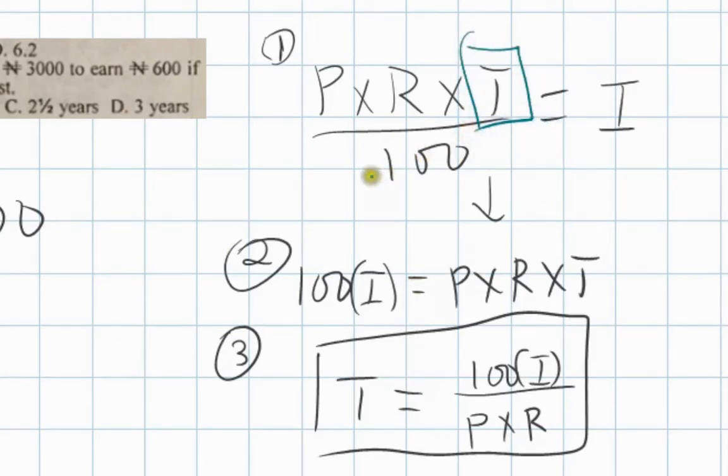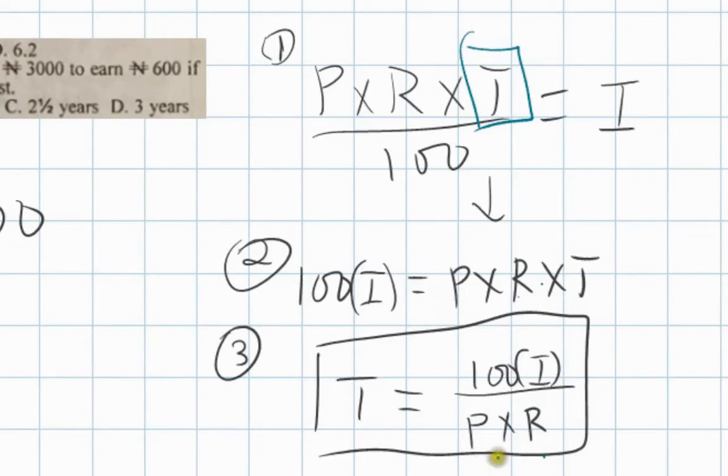So first I took and multiplied by the denominator on both sides, so that I had 100 times the interest gives me the principal times the rate times time. And then I divided by principal and rate to get time on one side. I had time is equal to 100 times the interest divided by principal times rate.